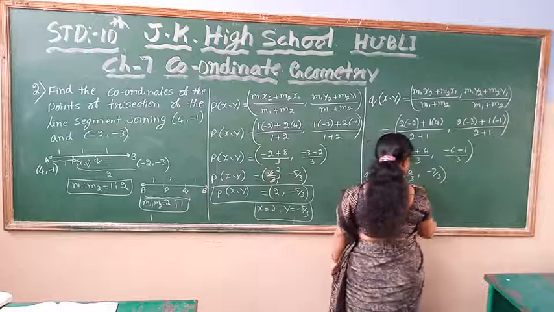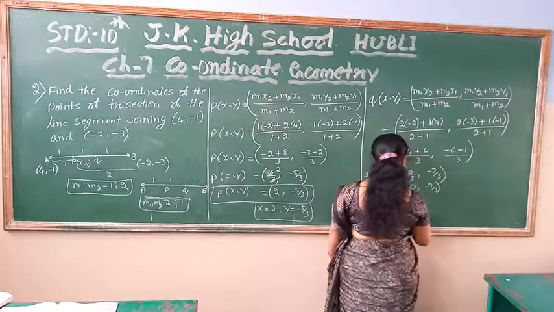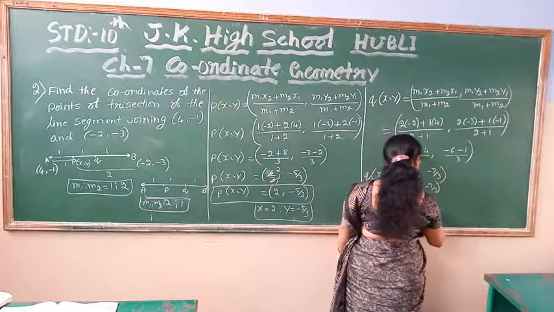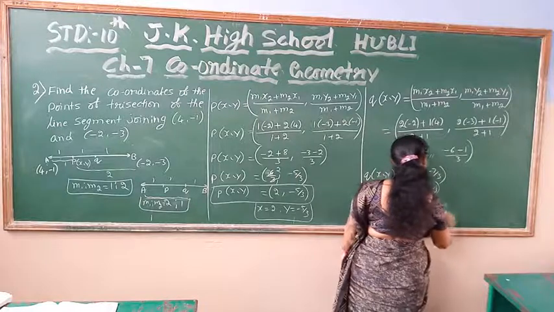So here x is equal to 0, and the y value is minus 7 by 3. These are the coordinates of the point Q.